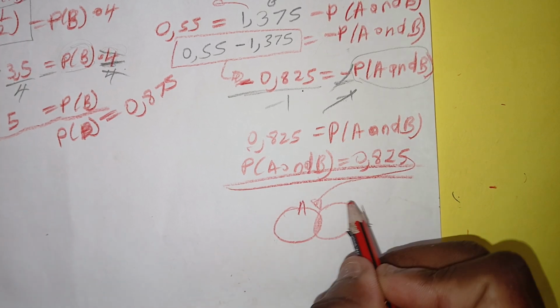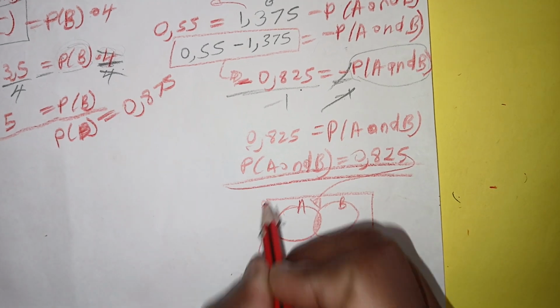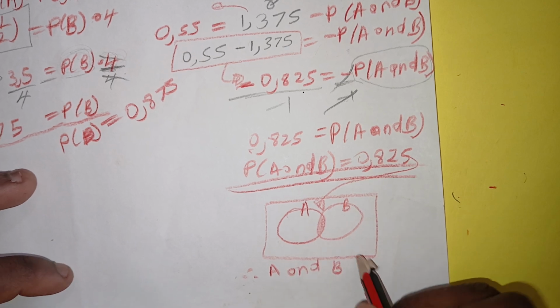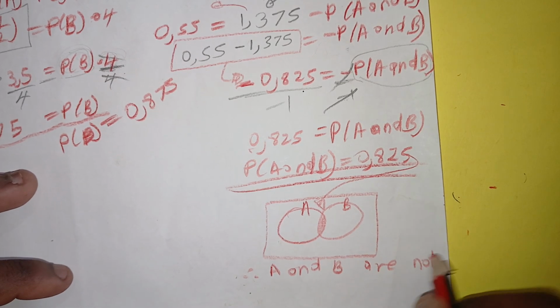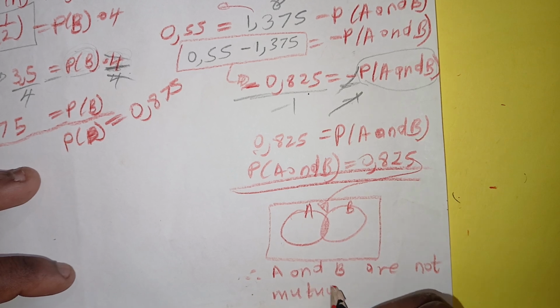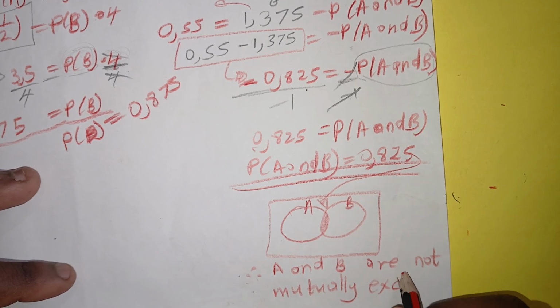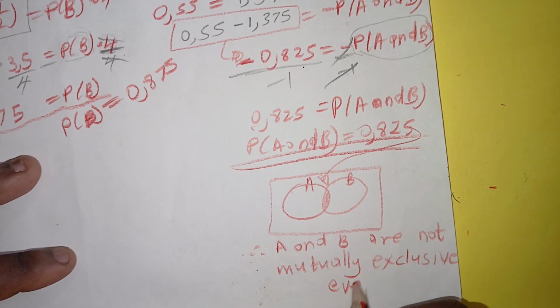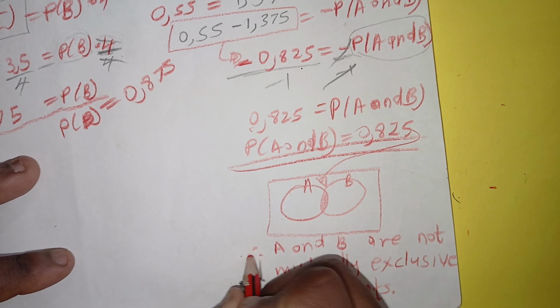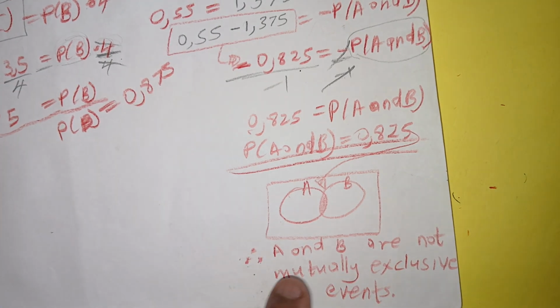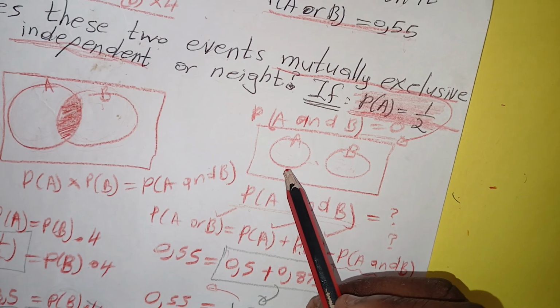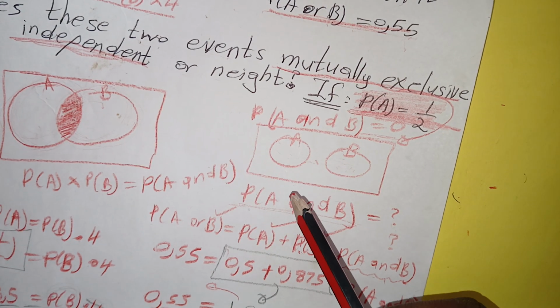They intersect. So if they intersect, guys, you can say therefore A and B are not mutually exclusive events. You can say events if you want to or not. It's up to you whether you want to say event or what. So it means A and B are not mutually exclusive events because they do intersect. If they don't intersect, they are mutually exclusive. Obvious, nobody doesn't know, yeah.